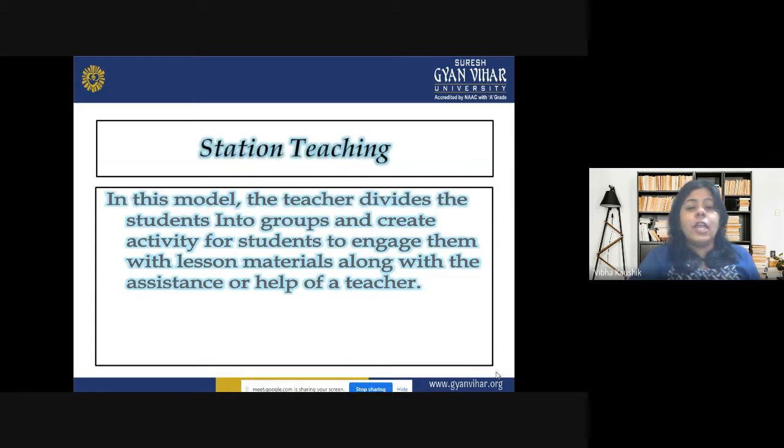Station teaching. In this model, the teacher divides the students into groups. The teacher divides the whole class into some groups and creates different activities for different groups of students to engage them with lesson materials, along with the assistance or help of a teacher.